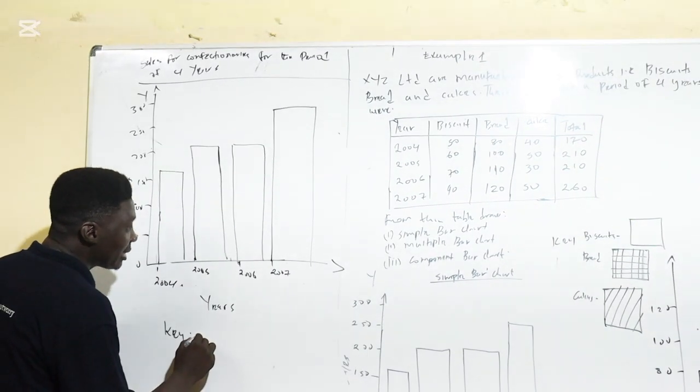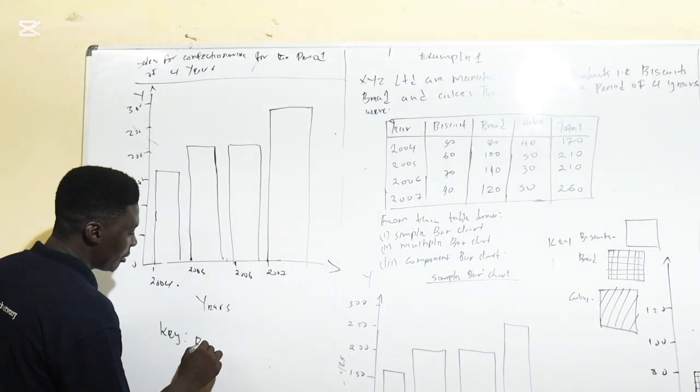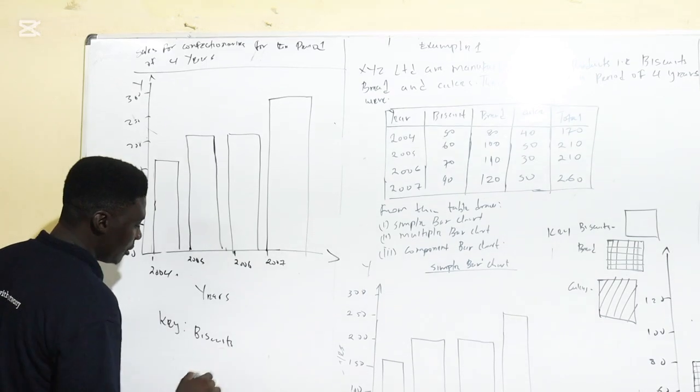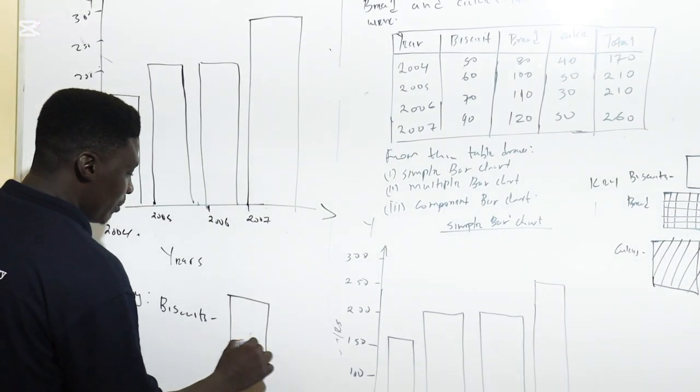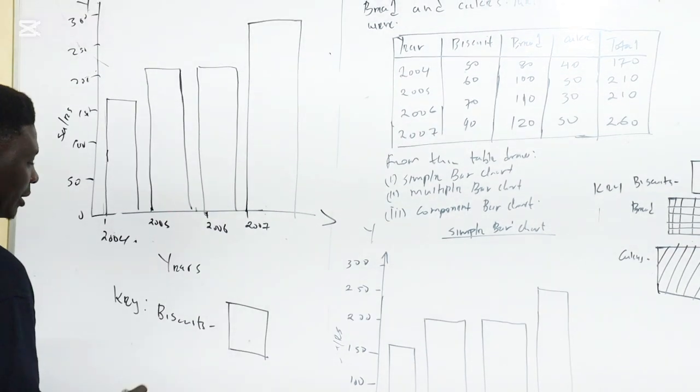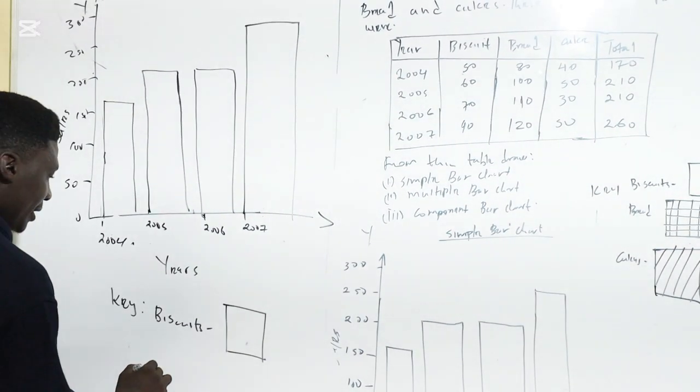We have the part of biscuits. Let's start with biscuits. Let biscuit be represented by what? A hollow space. And followed by what? Bread.